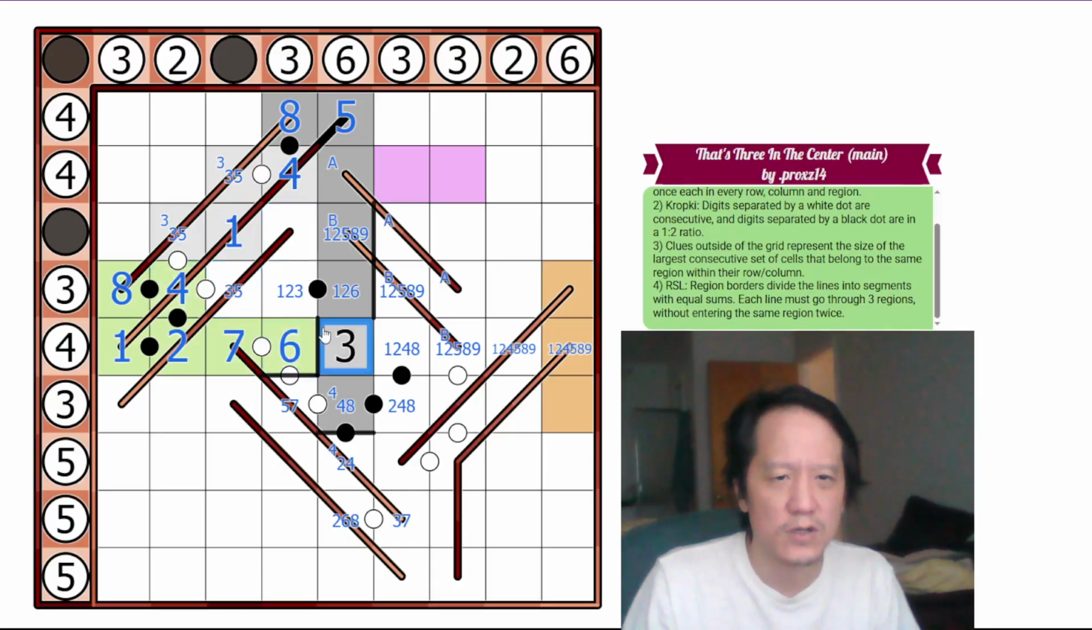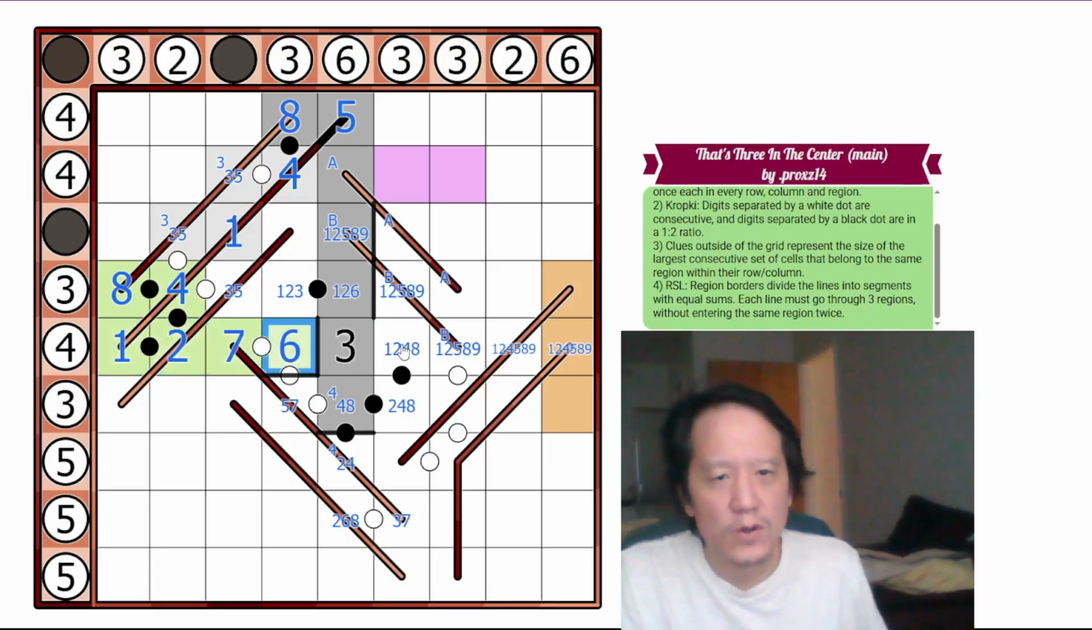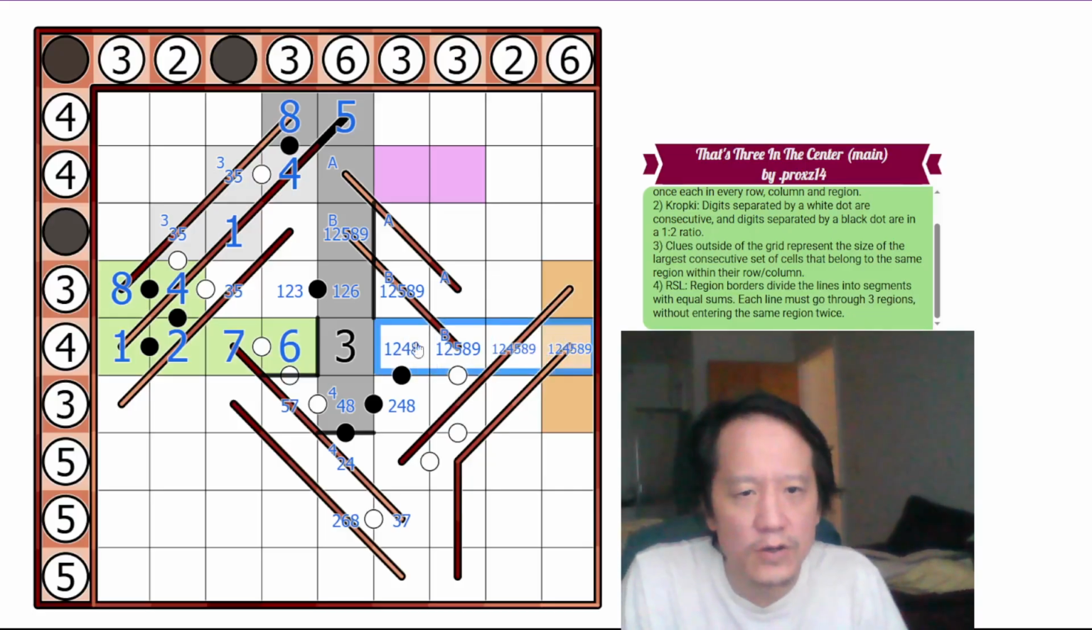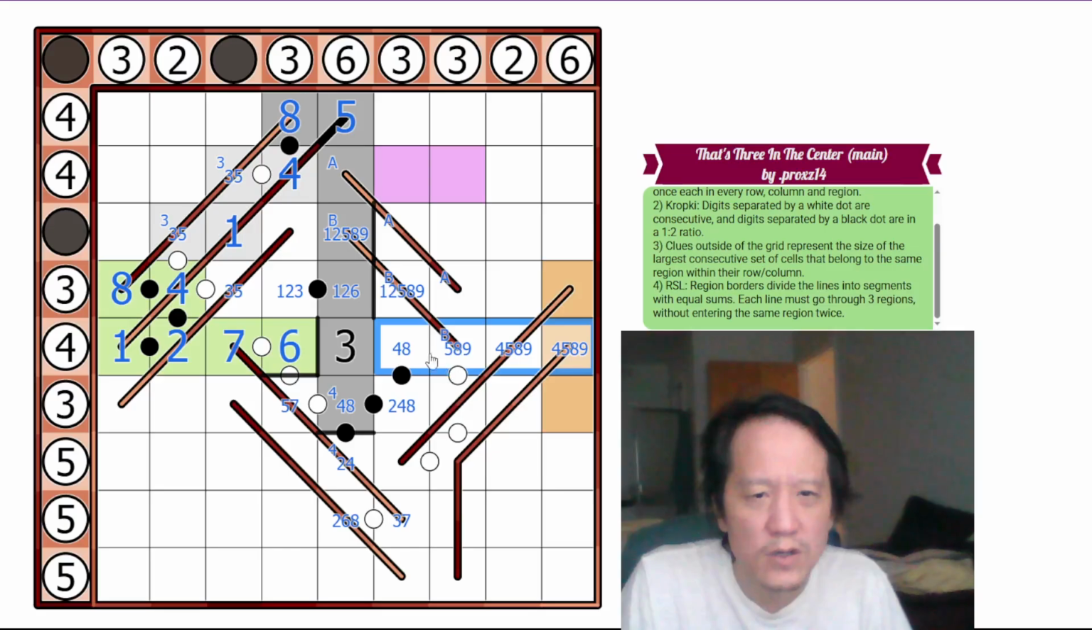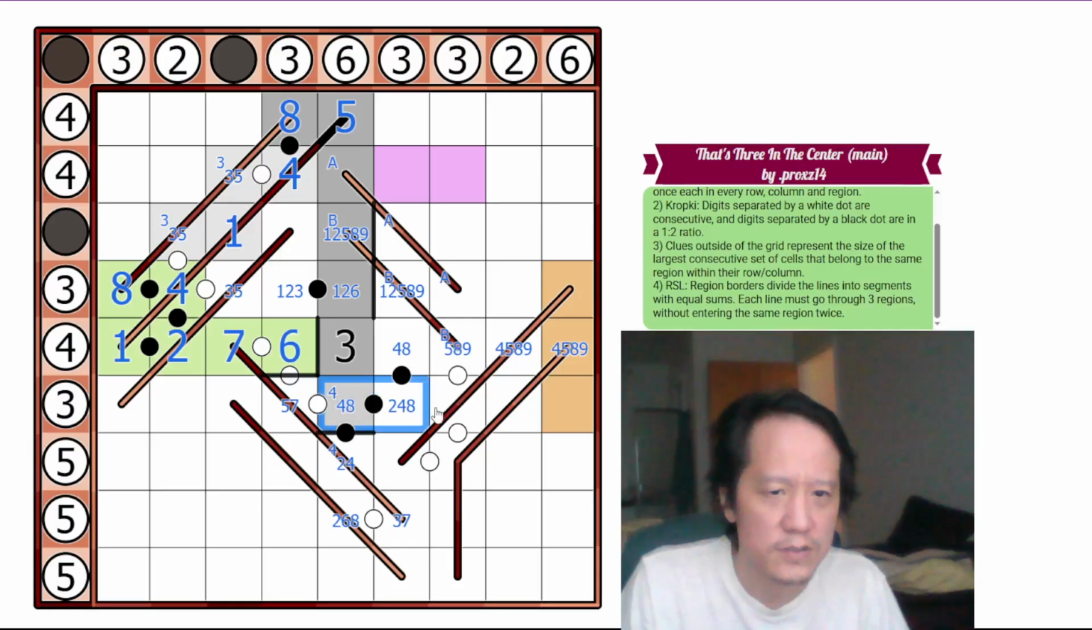These are all the same region. So 1 and 2 cannot be here. This is 4, 8. 2, 4, and 8.